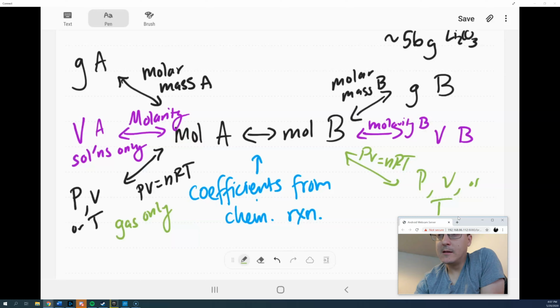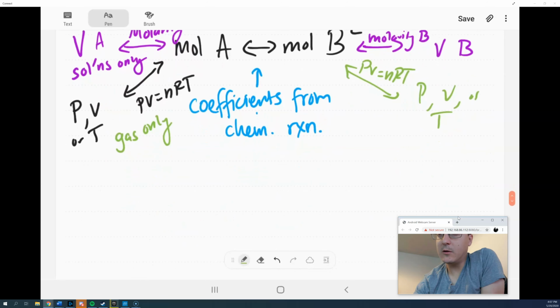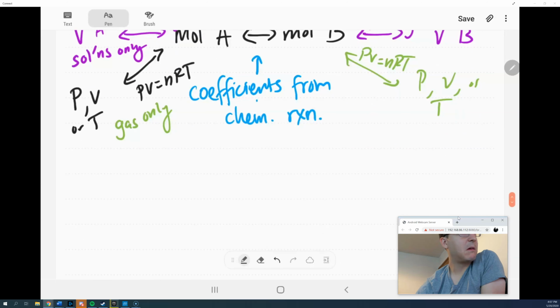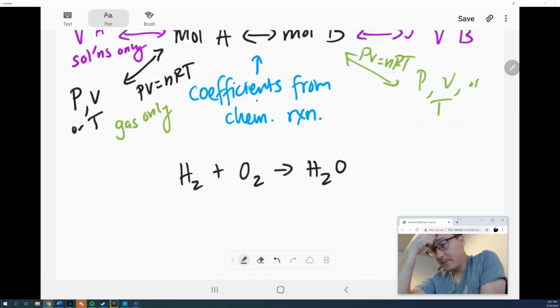Alrighty. So, let's go ahead and do one where we have gases, maybe. So let's say we are going to burn hydrogen and make water. We have a fancy hydrogen fuel cell car. Throw some coefficients on there. Balance it for you guys.